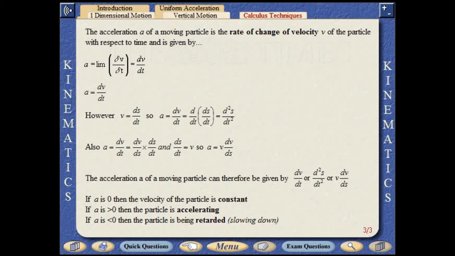The acceleration of a moving particle is the rate of change of velocity of the particle with respect to time. If a is zero, then the velocity of the particle is constant. If a is greater than zero, then the particle is accelerating. If a is less than zero, then the particle is being retarded.